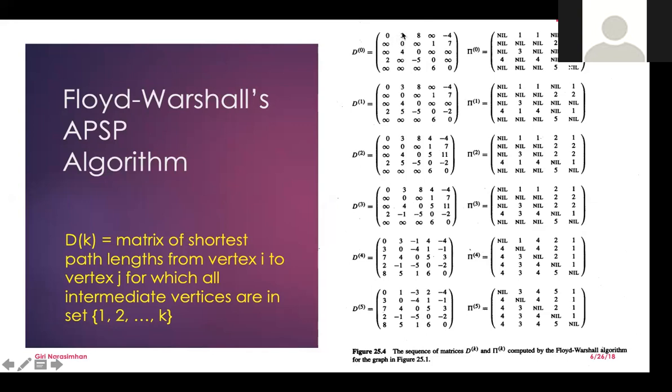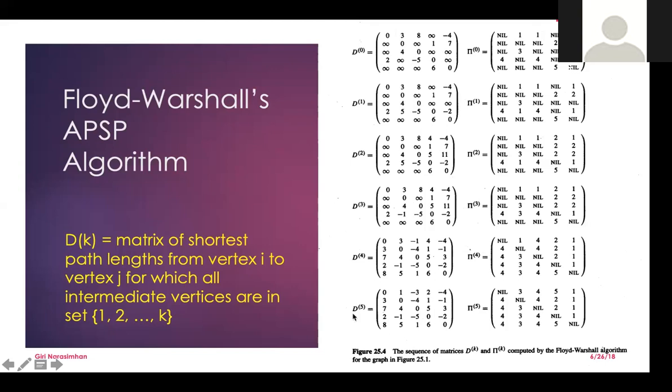So for instance, this 3 here means that there is an edge from vertex 1 to vertex 2, and its length is 3. This number here says that there is an edge from vertex 4 to vertex 3 of weight -5, and so on and so forth. So that's what you have here. That's what you start with.